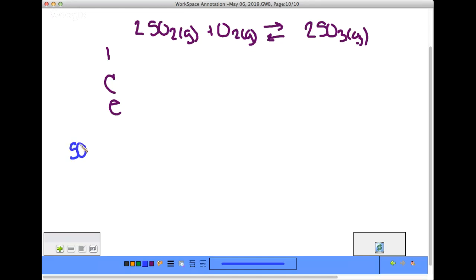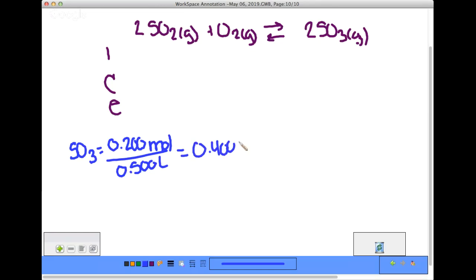So SO3, we are told, is 0.200 moles. And we are told that we have a 0.500 liter container, which means that we have 0.400 molar concentration of this. So this is going to be 0.400 molar. Now notice that we have only product initially. The reaction is going to go backwards. So just keep that in mind.